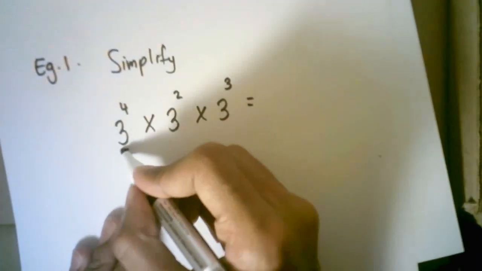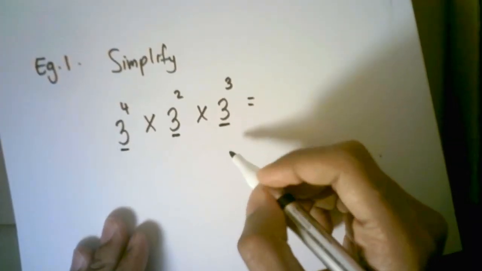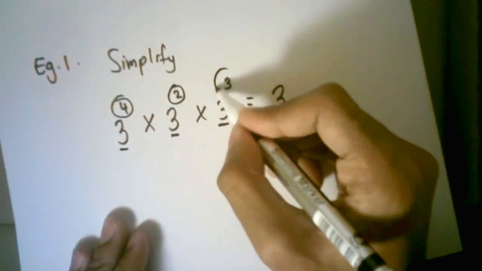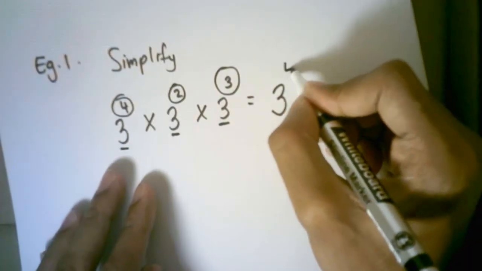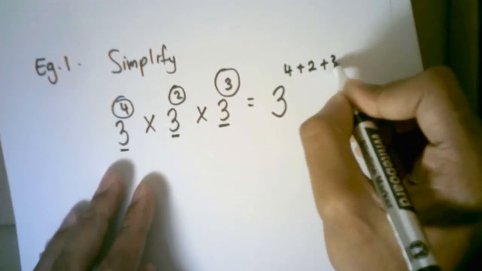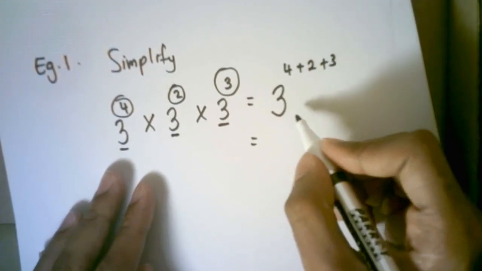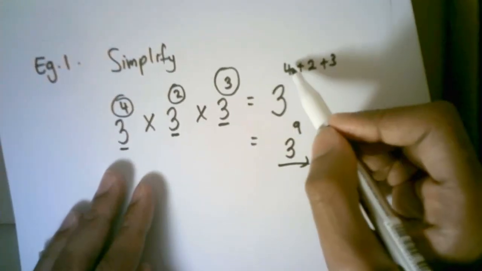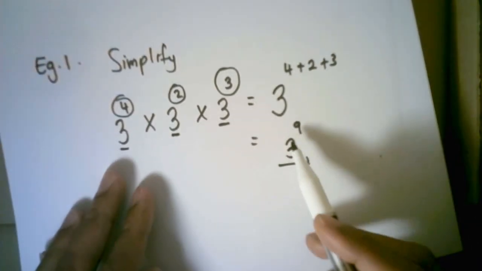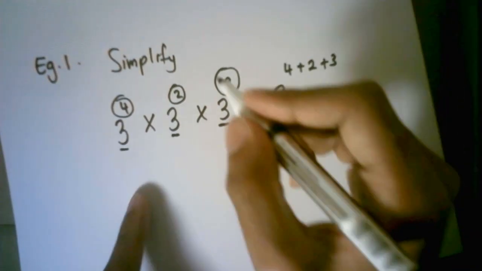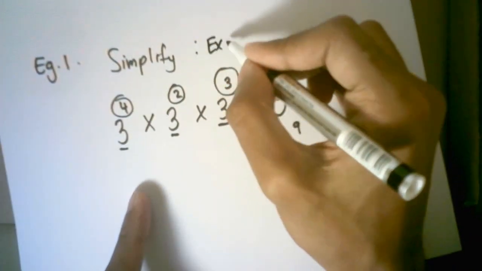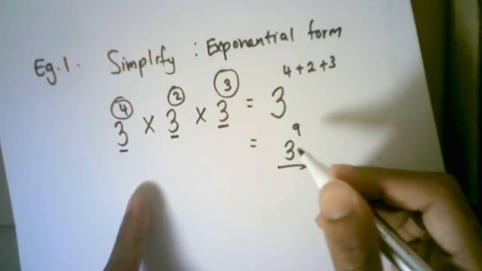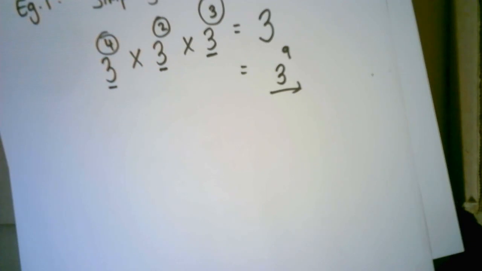Now, I notice that I have a common base. The common base is 3. So I keep the common base as 3 and I simply add the exponents together because I am multiplying. So it's 4 plus 2 plus 3. That is equal to 3 raised to the power of 9, because 4 plus 2 is 6, 6 plus 3 is 9, so that's 3 raised to the power of 9. And usually sometimes if they state that you should leave your final solution in exponential form, this is what they mean. You have a base raised to a power.